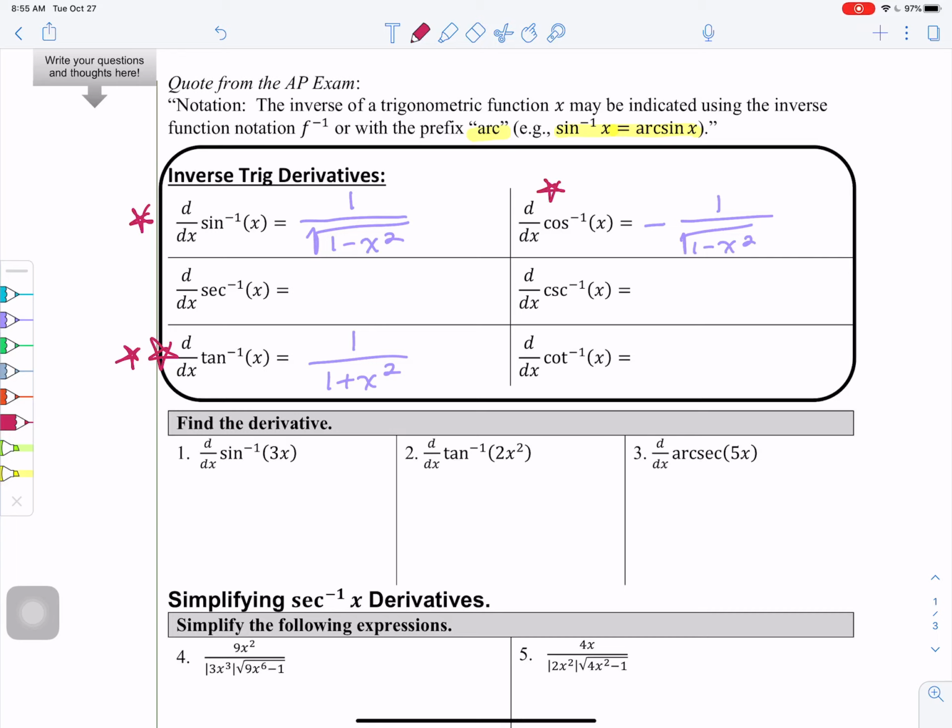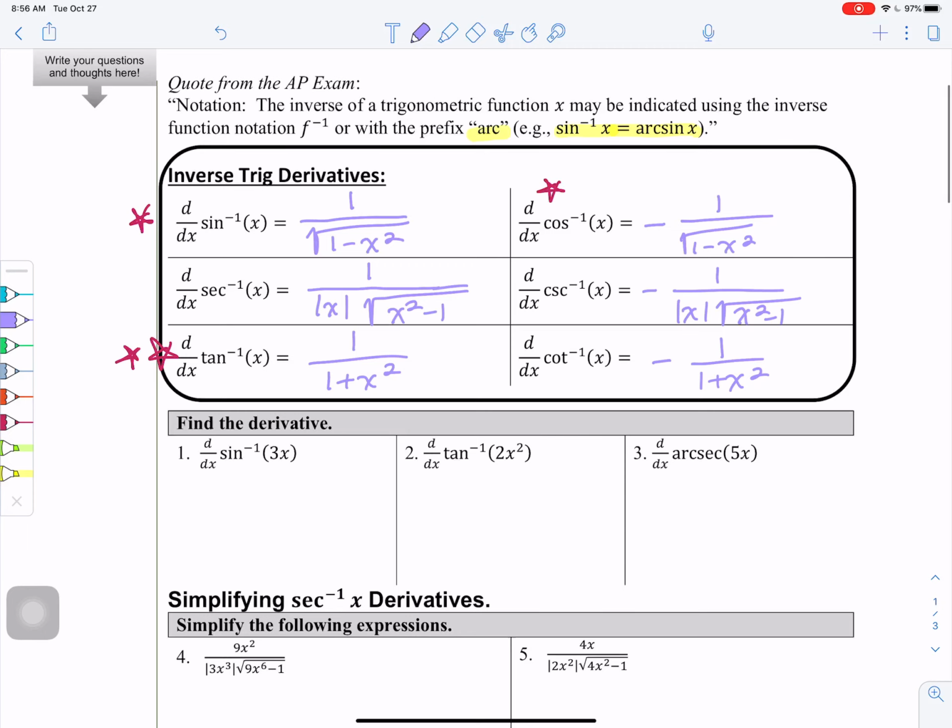The other ones, we'll just call it formula calculus for this at this time. You'll probably be given the derivative, and you'll just have to know how to use it. So it looks like this. This has an absolute value of x on the outside, x squared minus 1 under the root. The cosecant looks just like that, but it has a negative in front of it. Absolute value of x, square root of x squared minus 1. Now, cotan inverse is just the opposite of 1 over 1 plus x squared. So I think you can do pretty well with those.